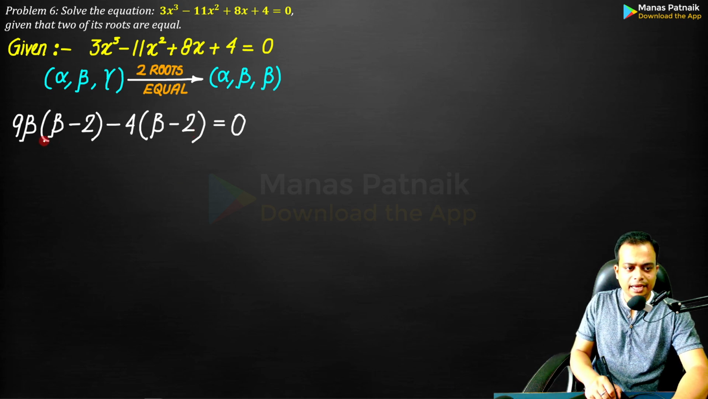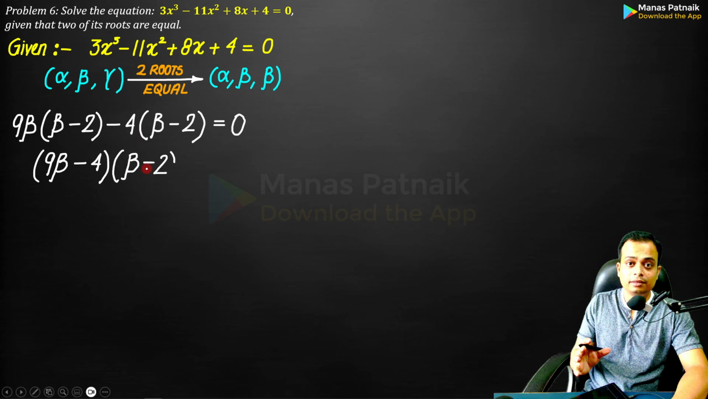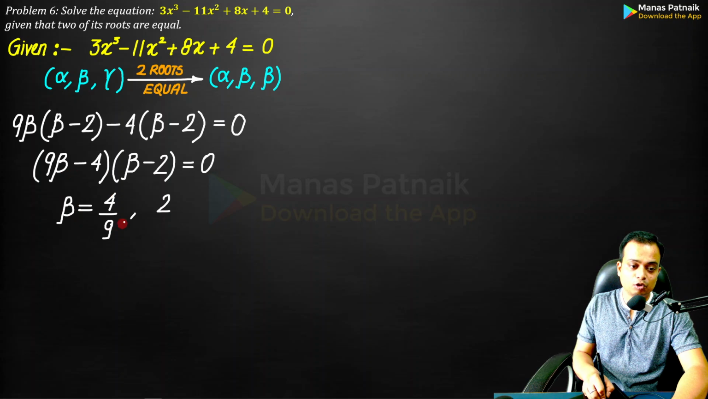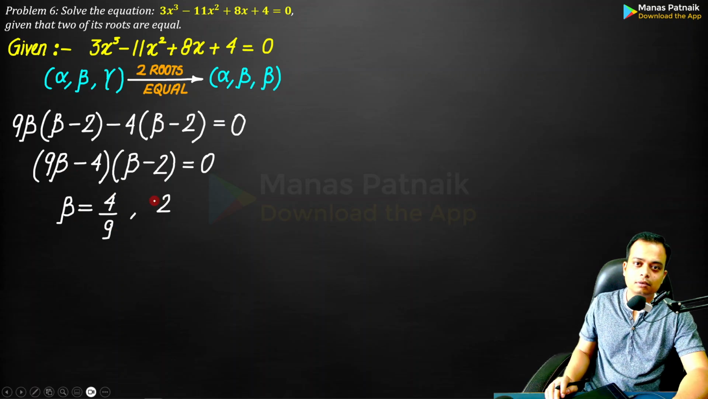Beta minus 2 is common. 9 beta minus 4 will remain. And this is how we can get to the roots of beta. So beta has 2 values now, 4 by 9 and 2. Which value is correct and which one is wrong? Again, you need to do an investigation.